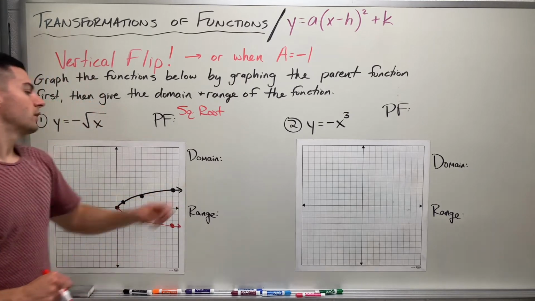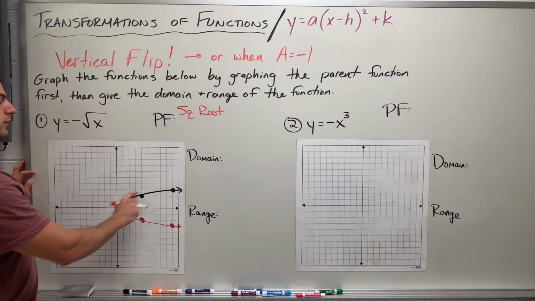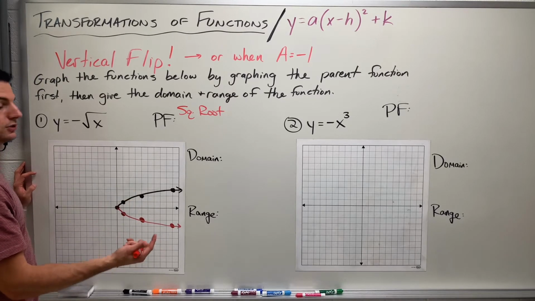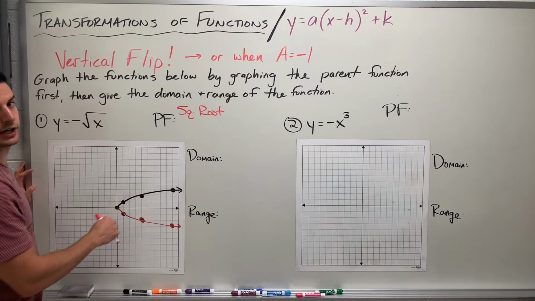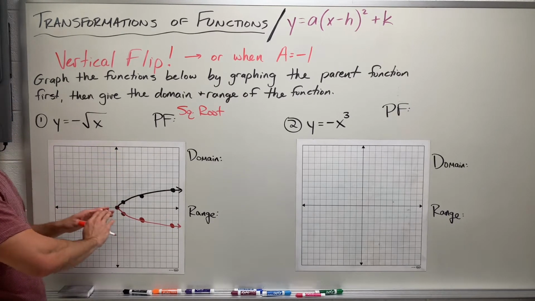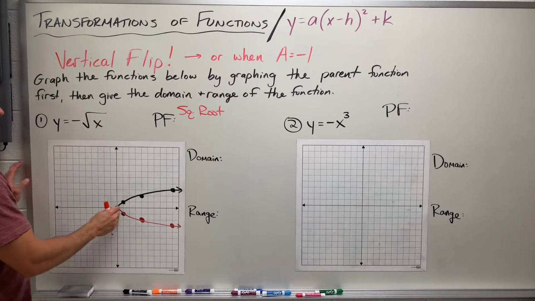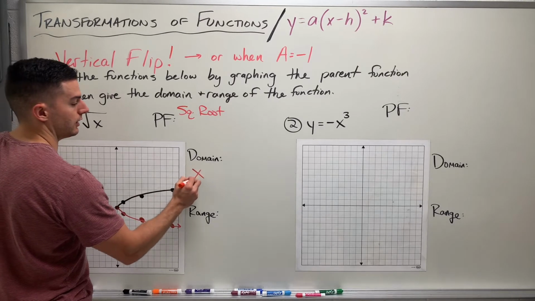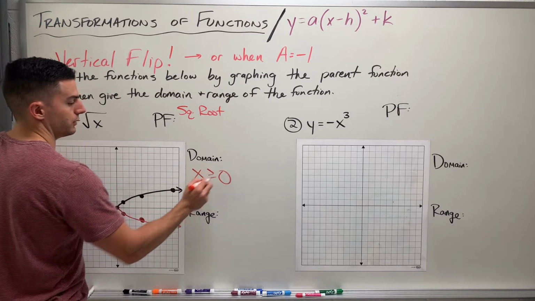Domain and range here, what would that be? For the parent function, both x and y are greater than or equal to 0, because it's going in the positive direction for each one. But for this one, think about the x values. Is it going left and right forever? No. But it is going to the right forever, which means for the x values, that'll stay the same. X is greater than or equal to 0.